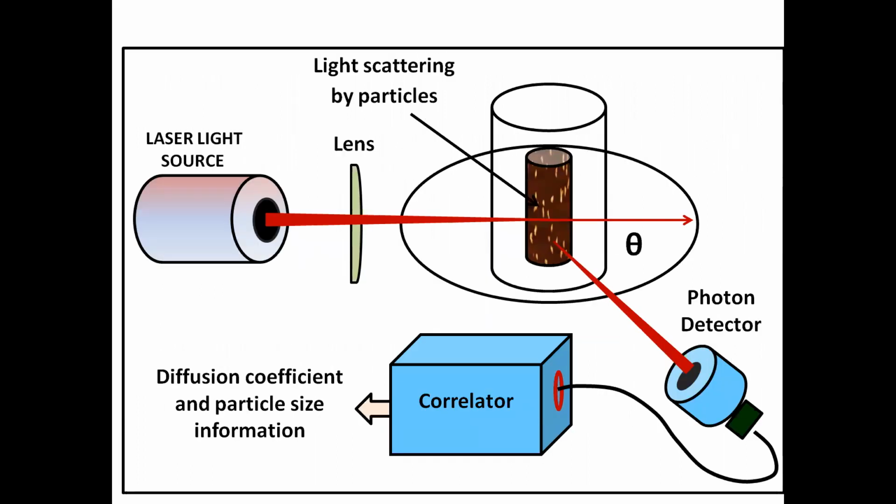This you can see here. There is a chamber where you have suspended your particles in a liquid. Then there is a laser light source. With the help of a lens, you polarize that light and allow only monochromatic light to come to your sample. As the laser light is incident on those particles, the scattered light is detected by photon detectors, which are placed at different places at different angles.